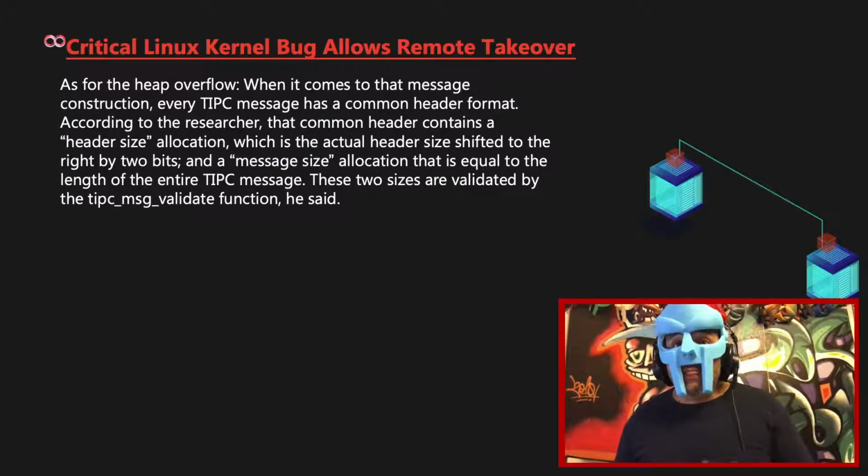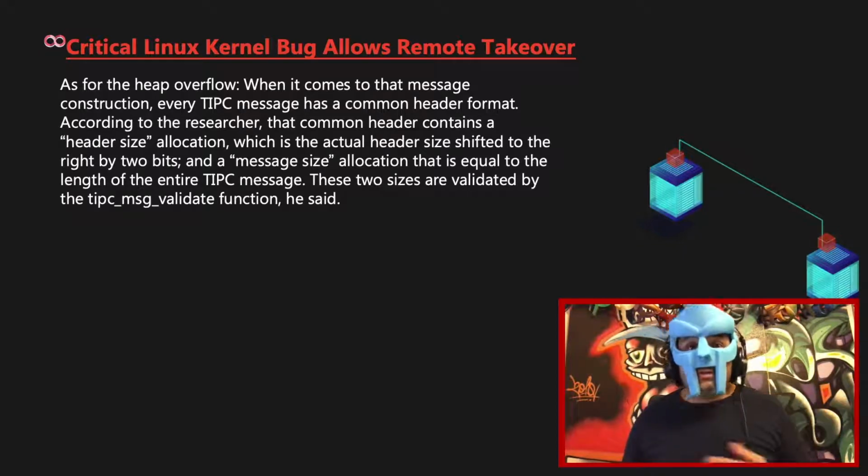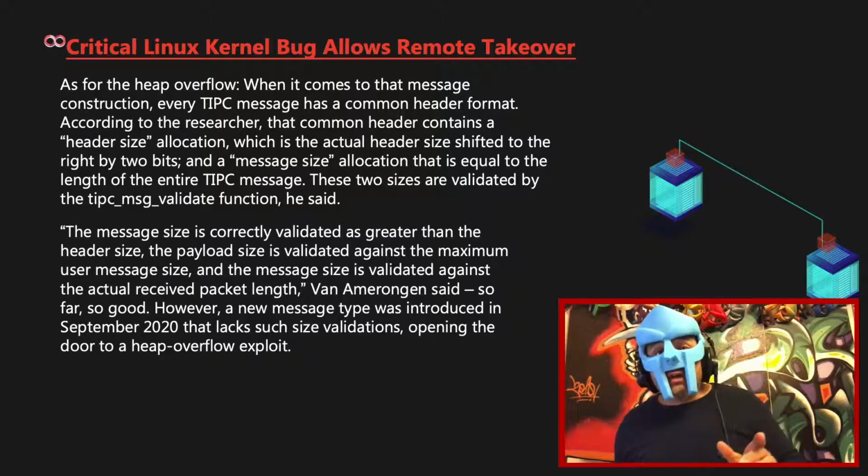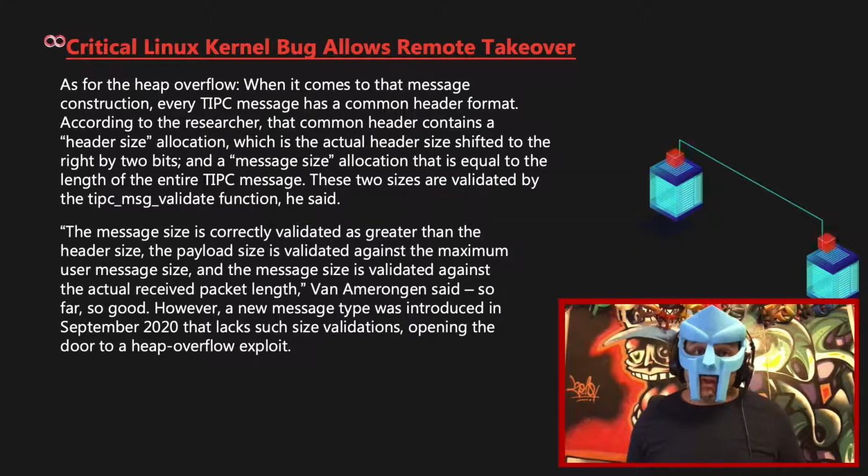As for the heap overflow, when it comes to that message construction, every TIPC message has a common header format. According to the researcher, that common header contains a header size allocation, which is the actual header size shifted to the right by 2 bits, and a message size allocation that is equal to the length of the entire TIPC message. These two sizes are validated by the TIPC_message_validate function. The message size is correctly validated as greater than the header size. The payload size is validated against the maximum user message size, and the message size is validated against the actual received packet length, van Amerongen said.